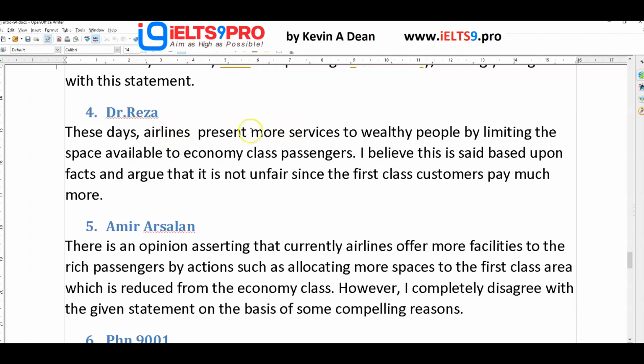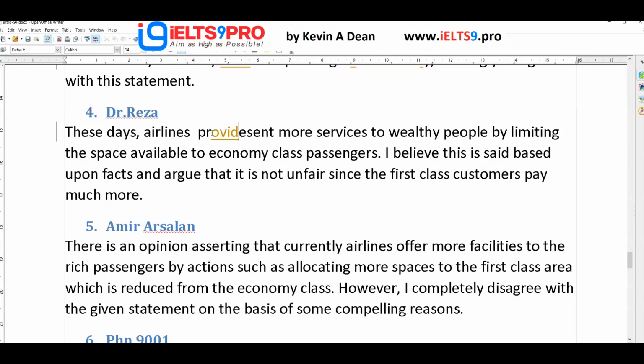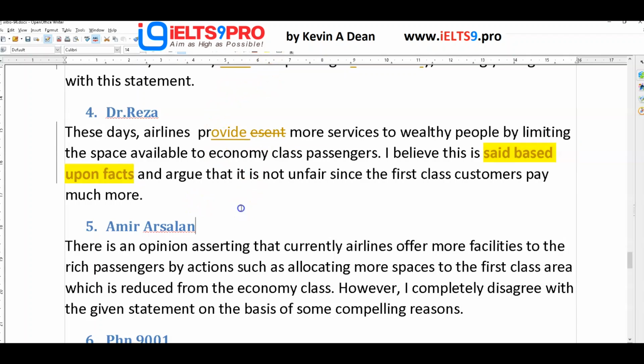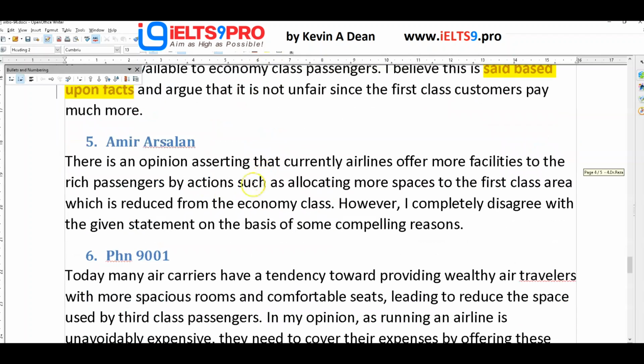These days, airlines can you present a service? Provide is better. Provide is better, I think. Provide more services to wealthy people by the space. Past fashions, okay, that's good. I believe this is said based upon facts. Well, I believe this is said based upon facts. That's not good in collocation terms. It's not unfair. Well, yeah, because it's a business.